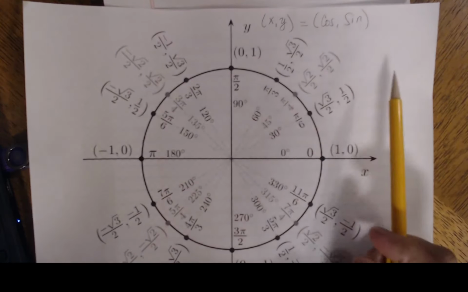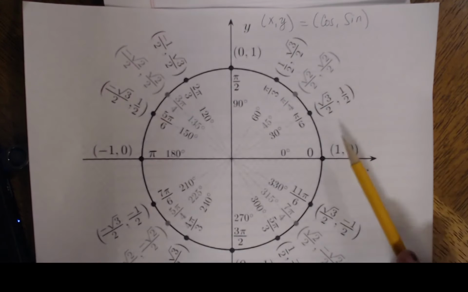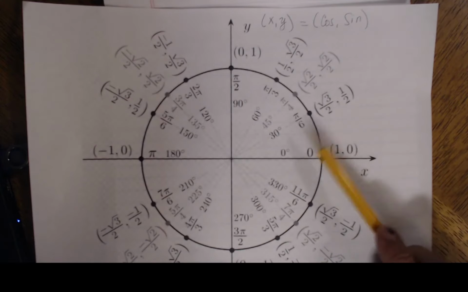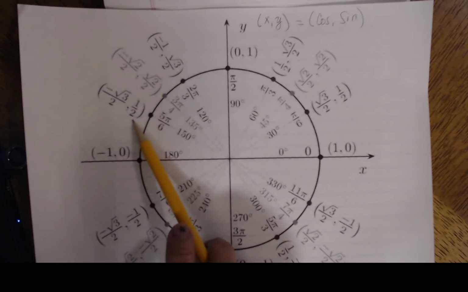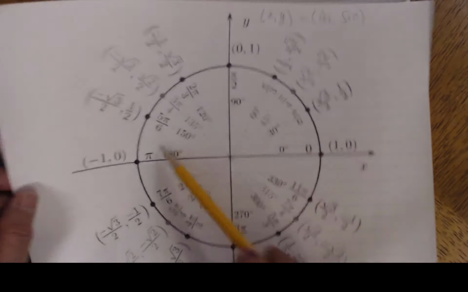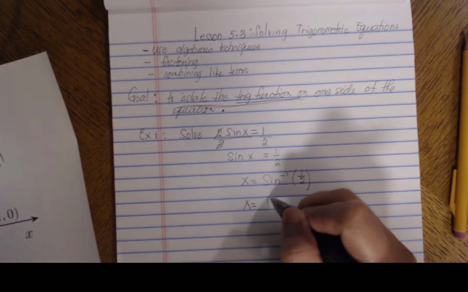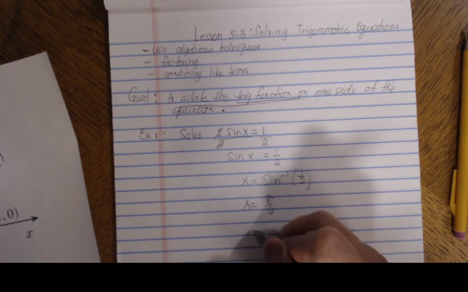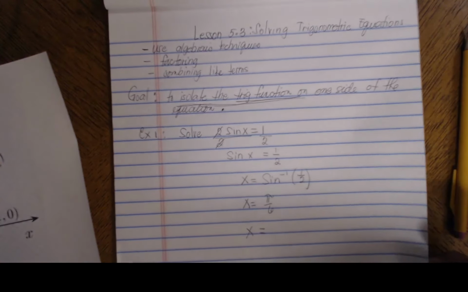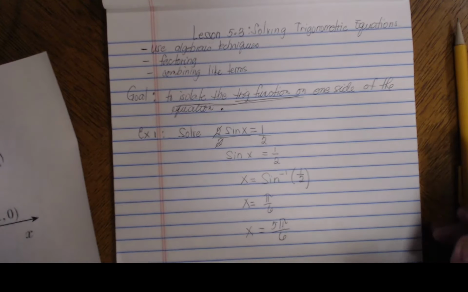Okay, so at what angle is the sine 1/2? Or meaning the y is 1/2. Isn't it here? And that is pi over 6. Oh, there's another one here. The y here is 1/2. So meaning sine is 1/2 here, and that is pi over 6. So it means that our x is pi over 6, and our x is also 5 pi over 6 using the unit circle.